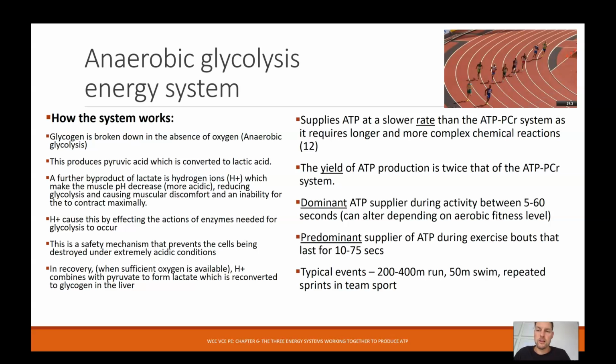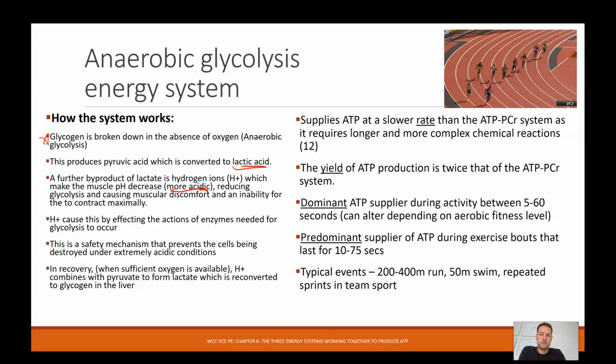But in terms of anaerobic glycolysis system, how does it work? As we just talked about, glycogen is broken down without oxygen, so it's anaerobically broken down. It produces pyruvic acid, which is then converted into lactic acid because of the insufficient oxygen. A further byproduct of lactate is hydrogen ions, which makes the muscle pH decrease, which makes the muscles more acidic, reducing glycolysis and causing muscular discomfort and the inability to contract maximally.